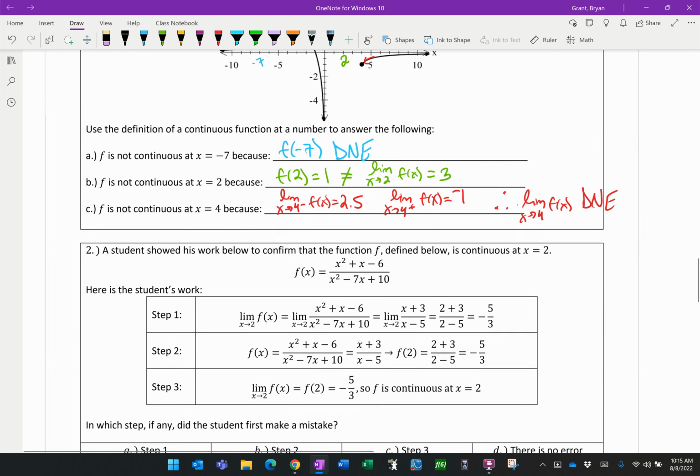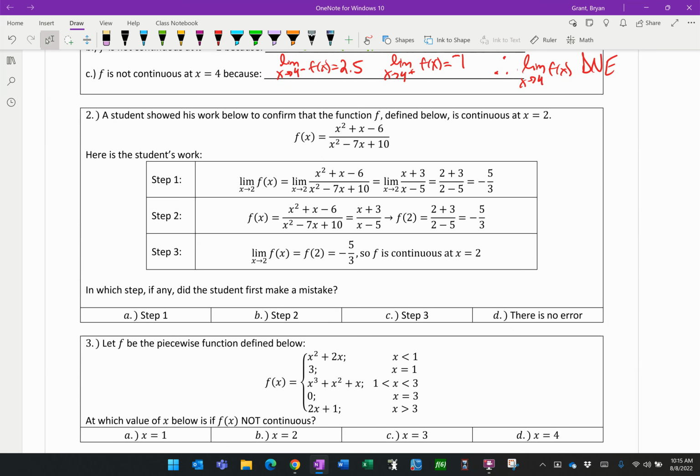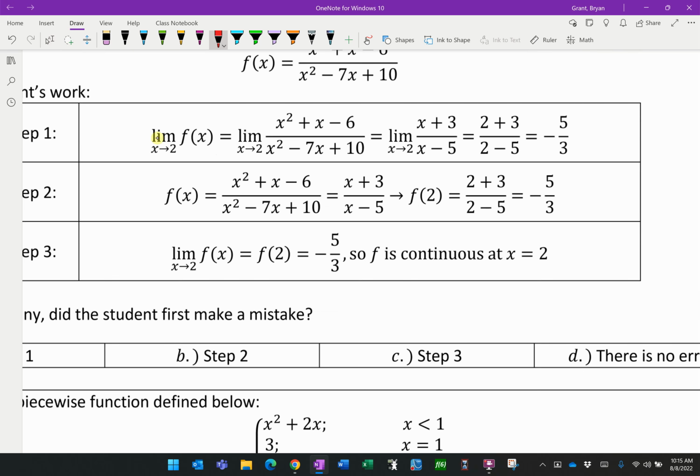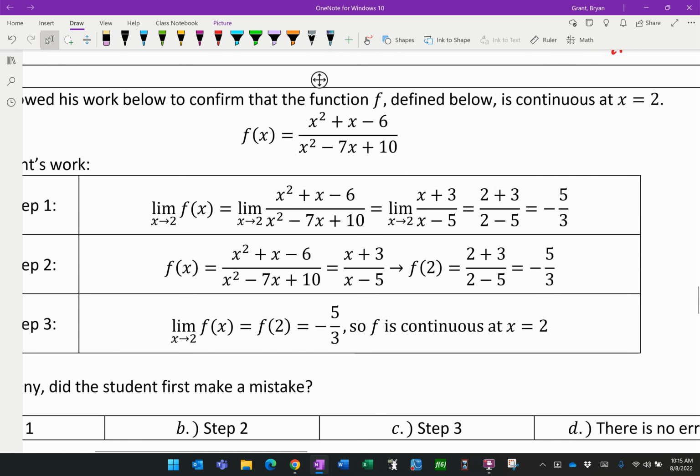Okay. So let's jump down to do. A student showed his work below to confirm that the function defined below is continuous at x equals 2. So let's look at the student's work. It looks like first, to show that they're continuous at x equals 2, they're showing that the limit exists. So let's look into the work for the limit. The limit as x approaches 2 of f of x. They started there. They replaced f of x with the function.